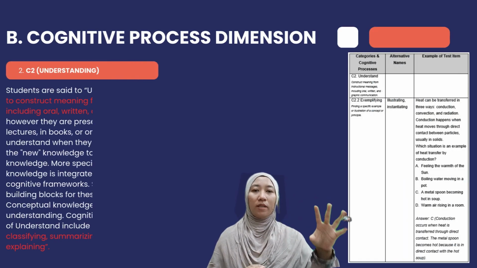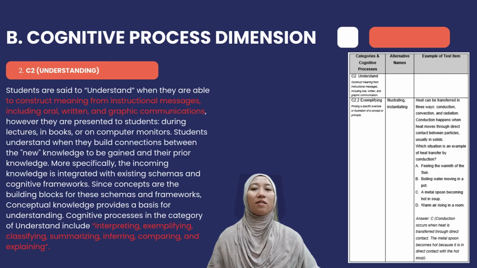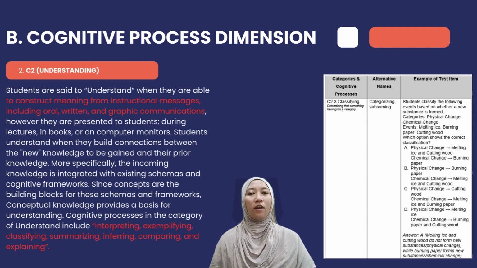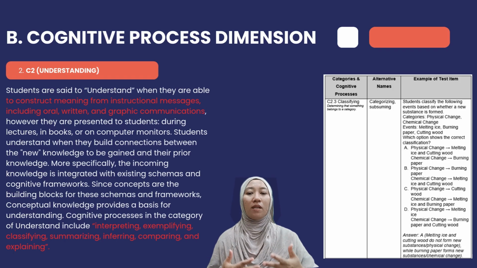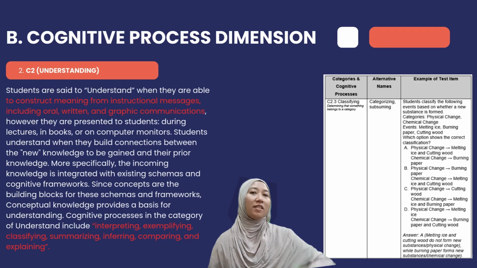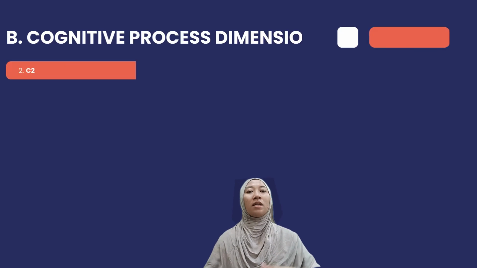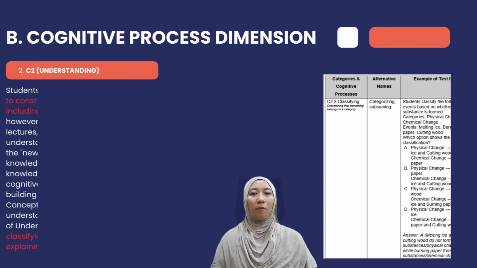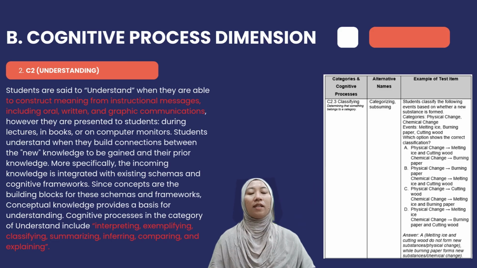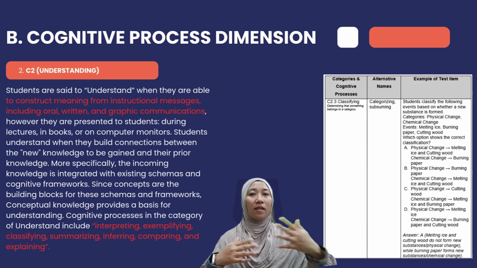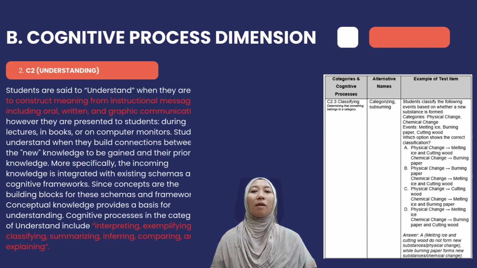The teacher presents the information and then asks students to find the specific example. Number 3 from C2, or understanding, is classifying. What is classifying? Classifying means determining that something belongs to a category. For example, this is a test item to assess students' classifying: this is the information in the test item, and then students are asked to find the classification between physical changes and chemical changes.